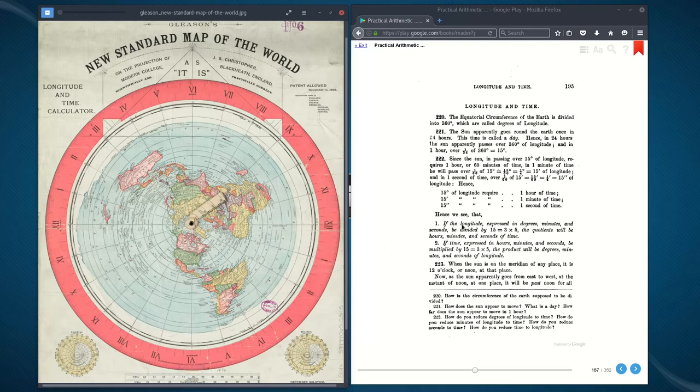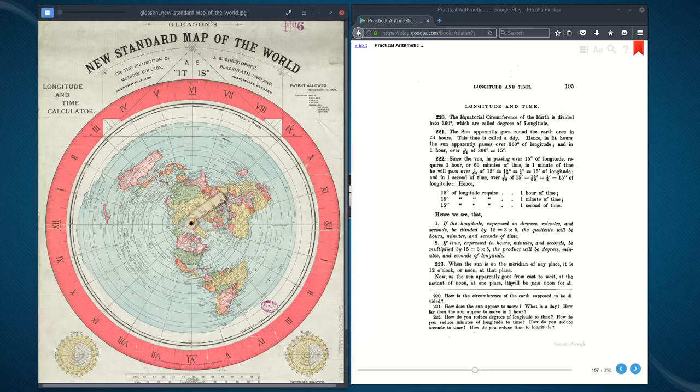So let's continue. Hence we see that if the longitude expressed in degrees, minutes, and seconds is divided by 15, the quotients will be hours, minutes, and seconds of time. If time expressed in hours, minutes, and seconds be multiplied by 15, the product will be degrees, minutes, and seconds of longitude. When the sun is on the meridian of any place, it is 12 o'clock or noon at that place.